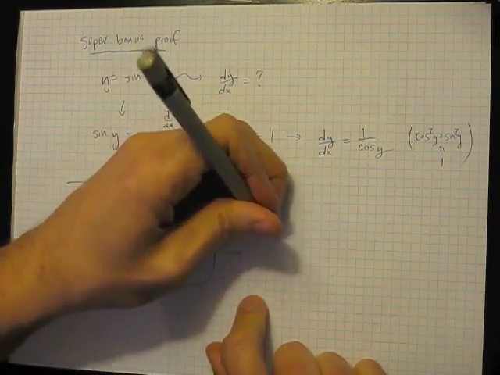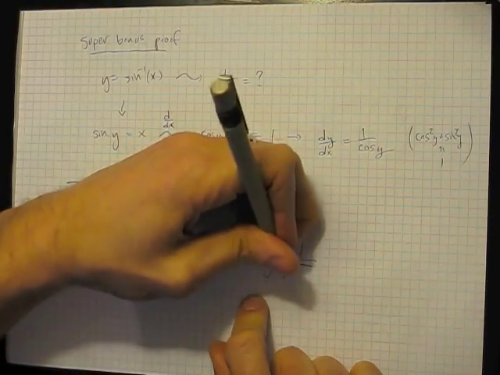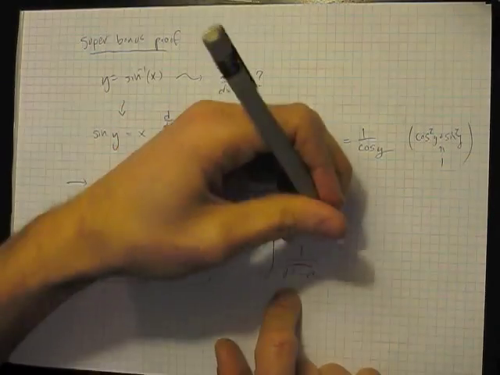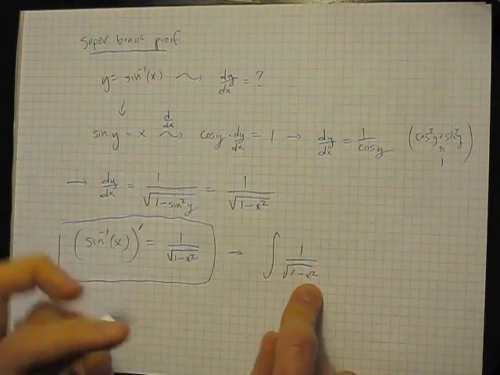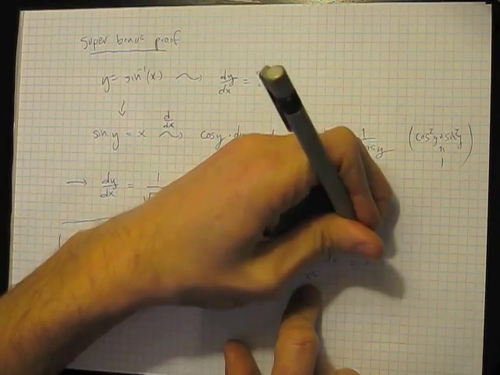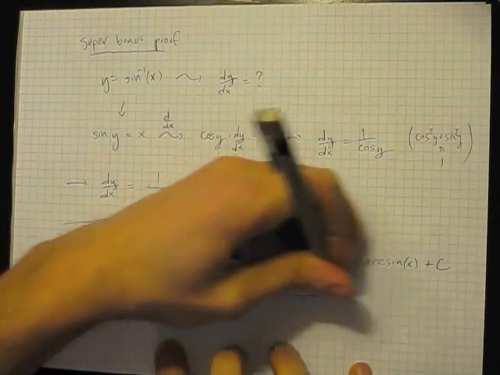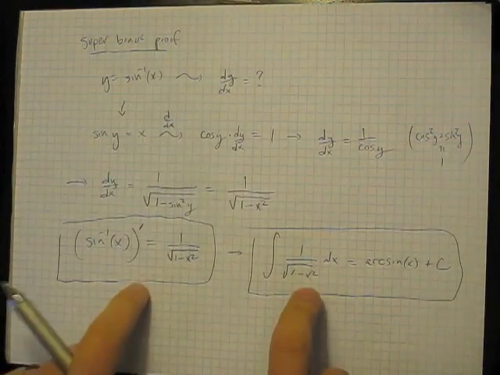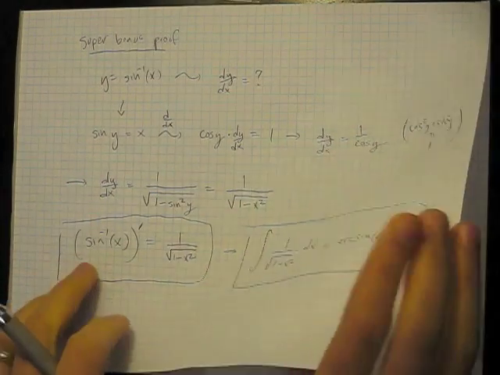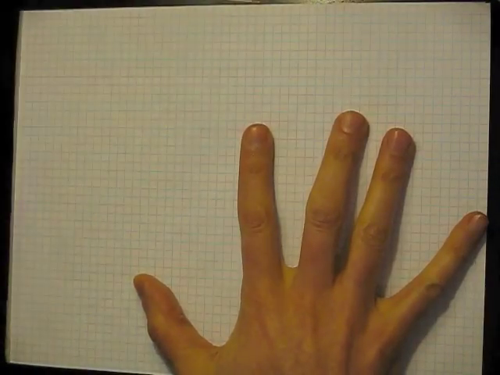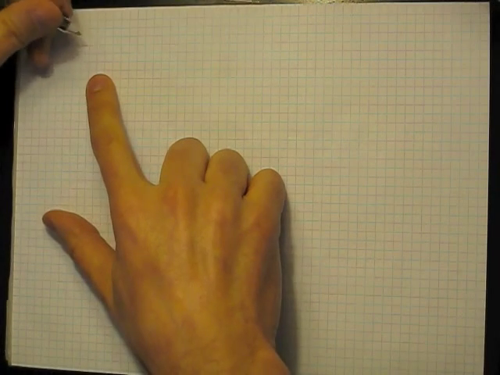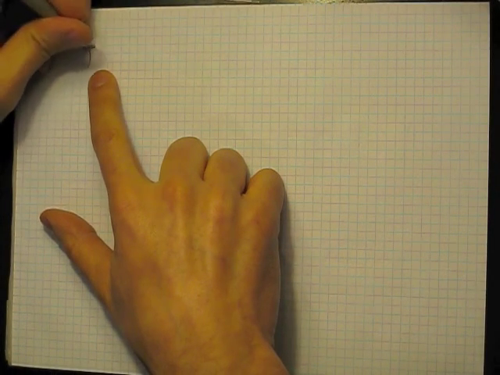In particular, this means that if you want to integrate 1 over the square root of 1 minus x squared, then this is the inverse sine function of x plus c. Okay, so know these two things. All right, so that is the proof, the justification for the fact that sine inverse of x's derivative is 1 over the square root of 1 minus x squared. Okay, let's move on to cosine inverse.